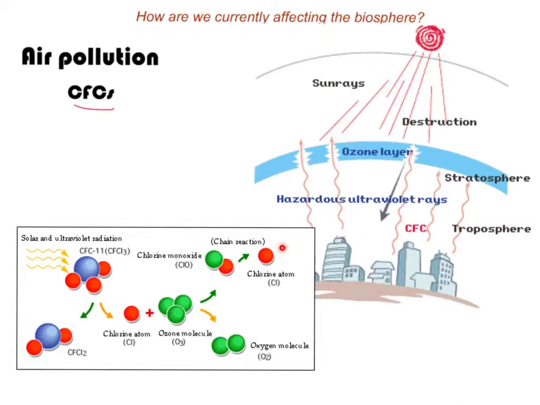Remember, a catalyst is something that speeds up a reaction, facilitates a chemical reaction, and it's not used up in the process. So you end up having this chlorine that continues to be used and reused and reused, and breaks down all of that wonderful protective ozone that we have.